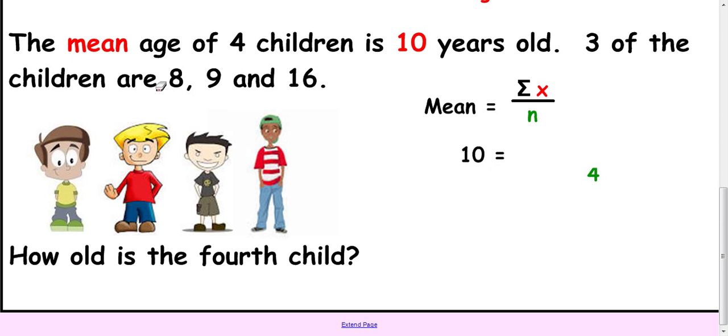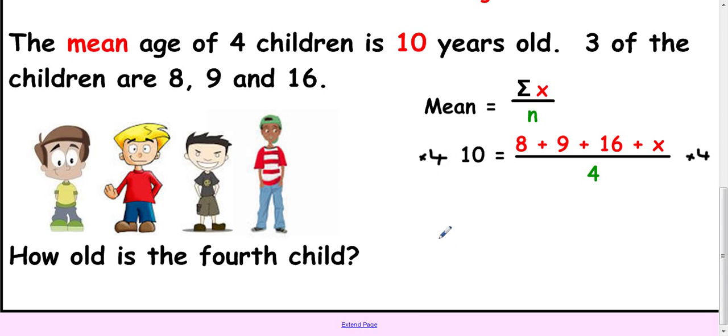And we know 3 of the numbers in the top, but we don't know the 4th one, so we can write that down and use x again as the unknown. So this is the child we don't know. Right, how do we sort this out? Well, the first thing is to get rid of the fraction again. How do you get rid of dividing by 4? Well, you times by 4. That's how you undo that. And do it to the other side.